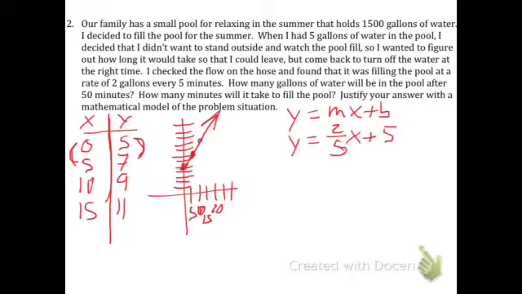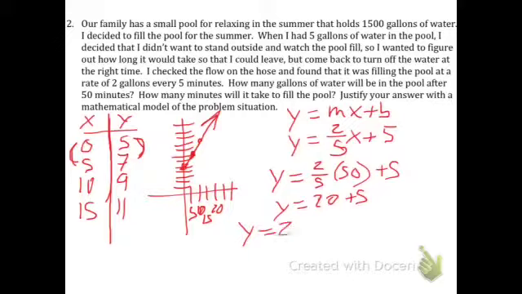So now we have that. You can answer these questions rather quickly because you just take the numbers and plug them into your equation. So how many gallons of water will there be after 50 minutes? Well, minutes is what x is, so you're going to plug in 50 for x. 2/5 of 50 is 20. And then you add the 5. You're going to get 25 gallons.